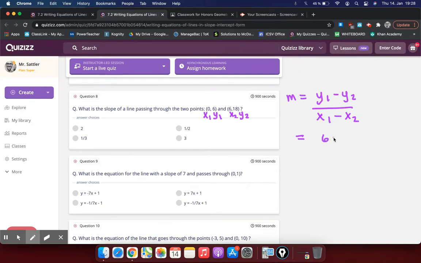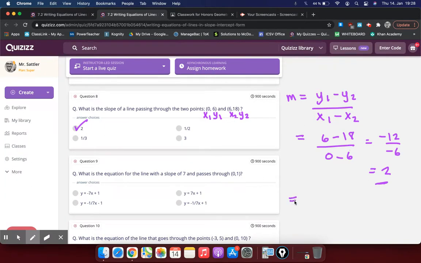So that means if I follow my formula, I have to do 6 minus 18, and then 0 minus 6. Oops, that looks kind of bad. And we end up with negative 12 over negative 6. And negative divided by negative is a positive, and 12 divided by 6 is 2. So our slope is going to be 2.